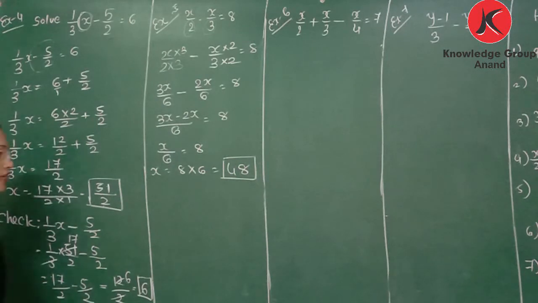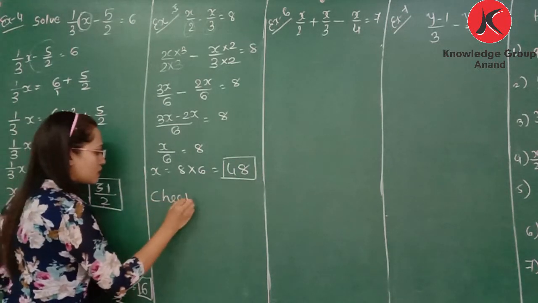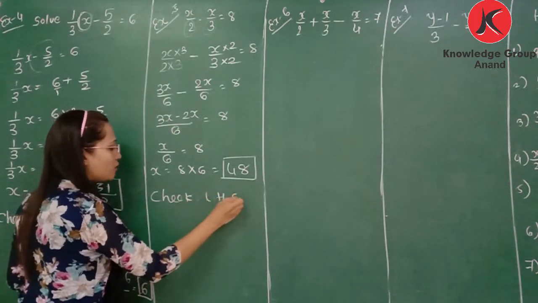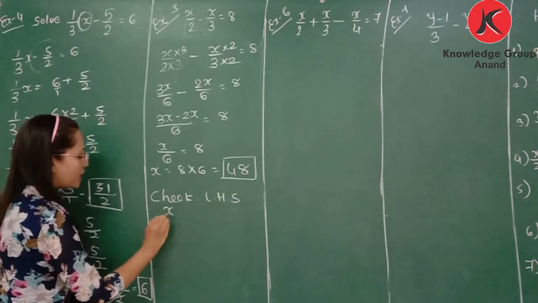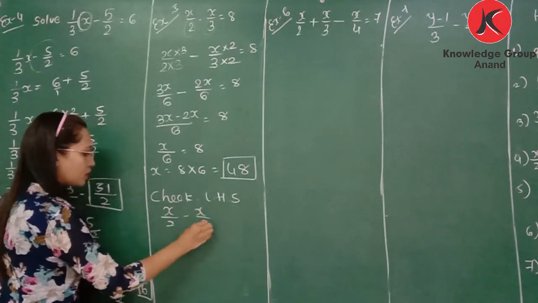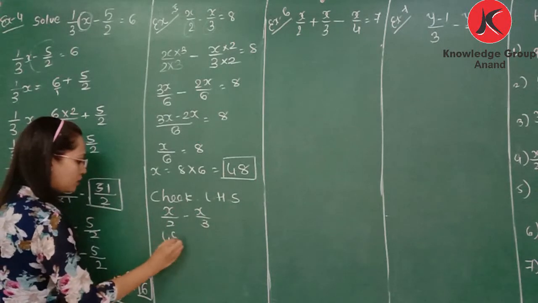Now is our answer correct or not? You can check your answer by writing the value in the left hand side. So here x by 2 minus x by 3. X is 48.